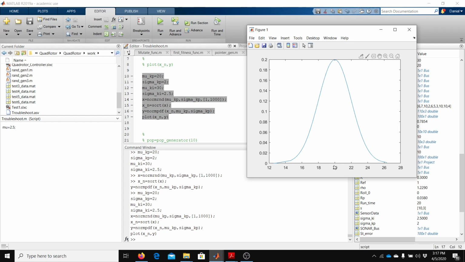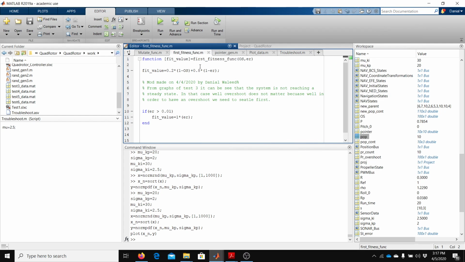Now what we want to do is move this mu kp to a value closer to the one that is expected, and the way we will do this is very intuitive. When we evaluate our fitness function, the first thing we will do is measure if the overshoot and steady state error are close. If these values are not close, then through simulation I found that certain values of kp and ki will not give you satisfactory results. Your quadcopter will just not be able to reach the steady state, and it will keep on oscillating or not even be at your desired point.